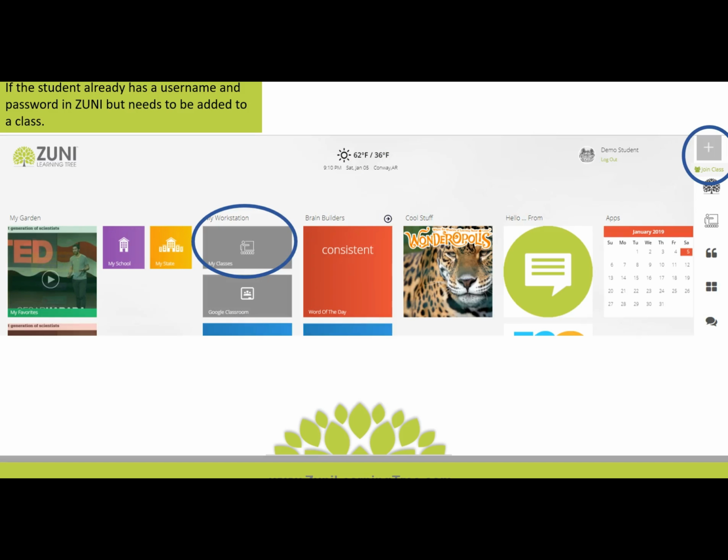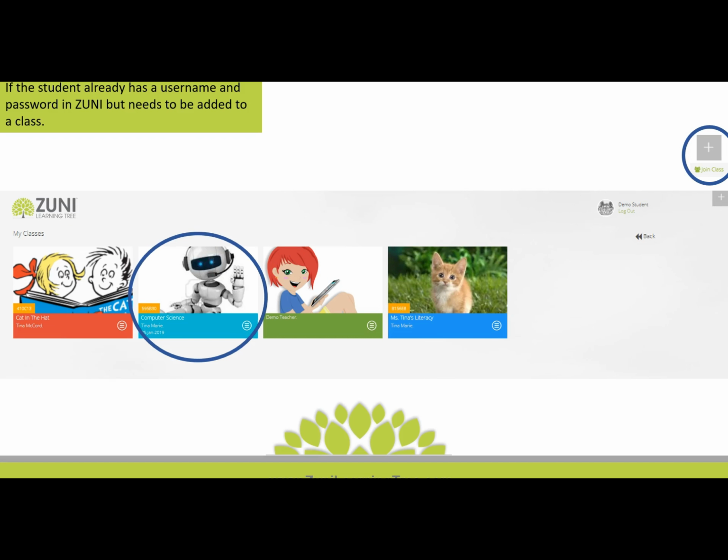And how will they know? Well, it's easy, because when they come back to their screen, they see my classes. They'll click on my classes and there will be your class. And then any assignments that you may be giving through there will show up as well. So it's super easy using a code, either to A, put a student in the ZUNI database, or B, simply add them to a classroom.